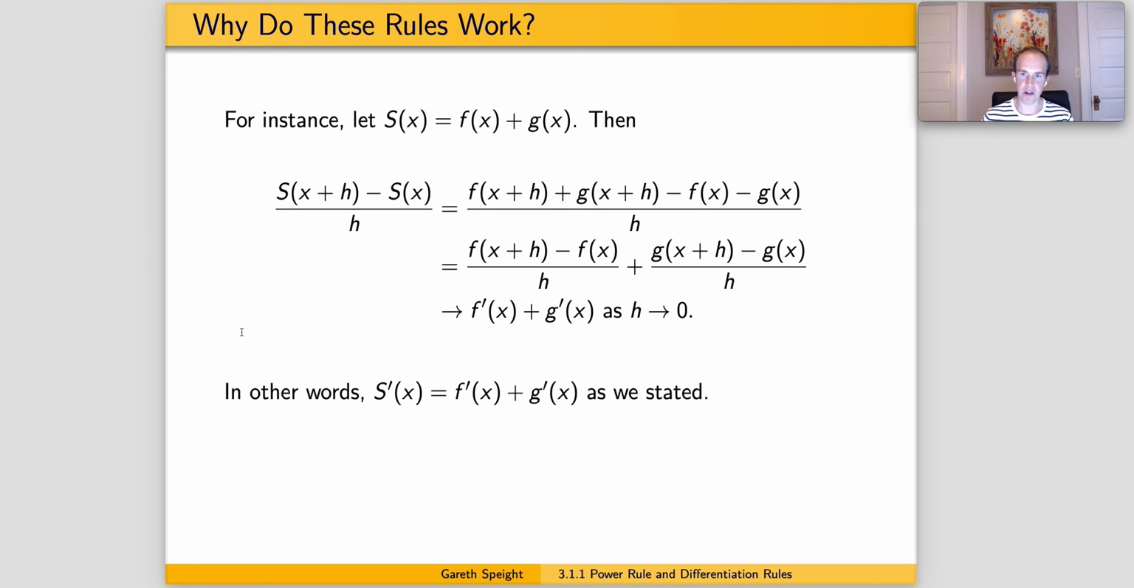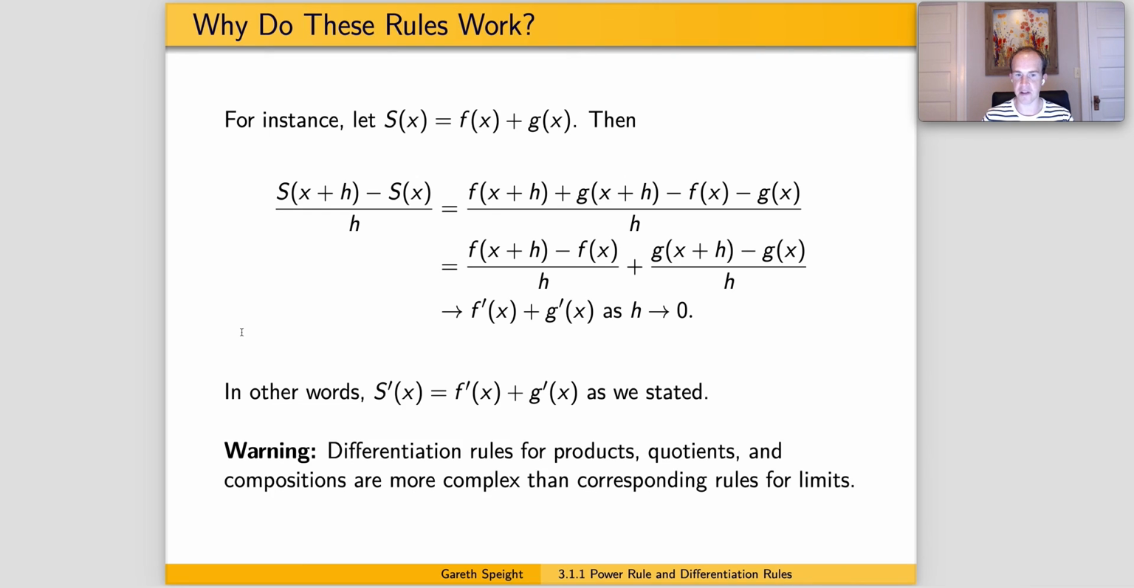So as we stated, that was the sum rule. You could do a similar thing with constant rules. With the constant multiple rule, it's just as easy. But with products and quotients and compositions, it's more tricky. With products and quotients, it's possible to do it with algebra, but you have to be a little bit more careful with the algebra, and the formula that you get is not as simple.